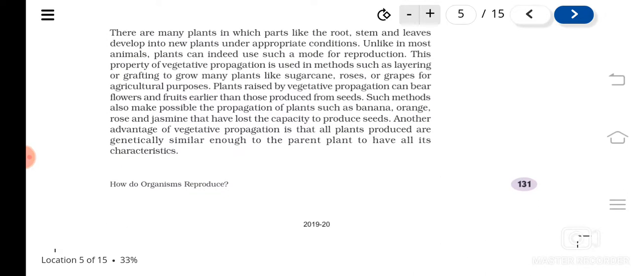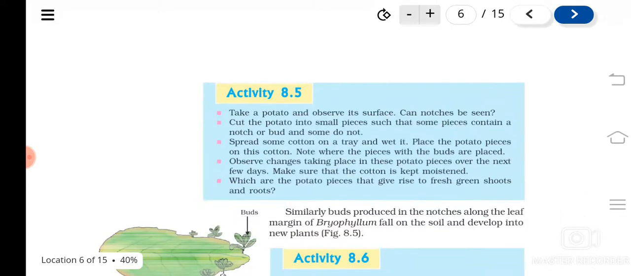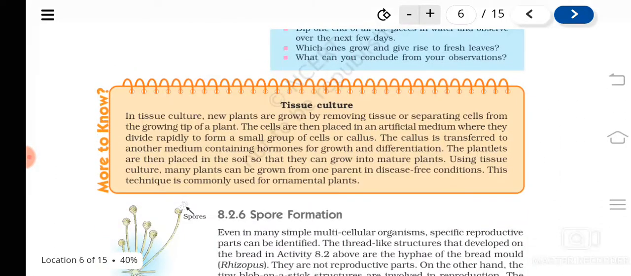And this property we can use, meaning artificially we can induce them. For example, grafting, budding, etc., are examples of artificial vegetative propagation, isn't it? In artificial vegetative propagation like grafting, what we do is we take a rooted plant as the stock and add a scion to it, and then they will grow into a new plant. Understood? Then have you heard about tissue culture? What is it?